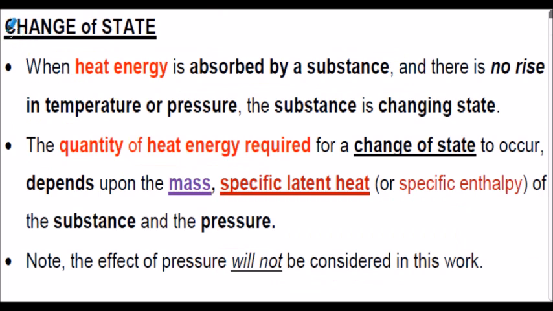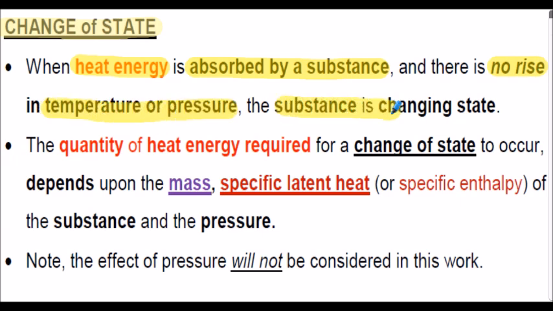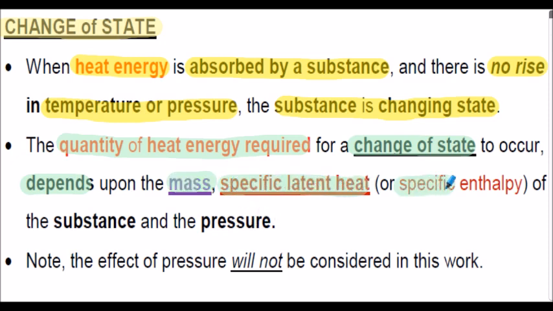Let's consider change of state. So when heat energy, usually symbol Q, is absorbed by a substance and there is no rise in temperature or pressure, the substance is changing its state. The quantity of heat energy required for a change of state to occur depends upon its mass and specific latent heat, that's sometimes referred to as specific enthalpy, of the substance and the pressure. But note the effect of pressure will not be considered within this presentation.